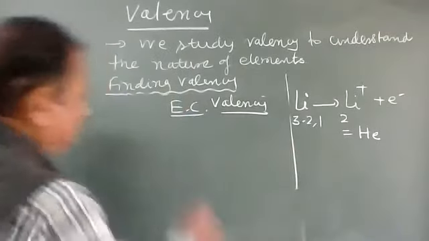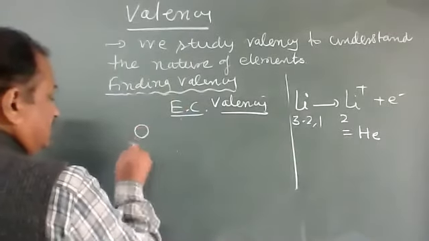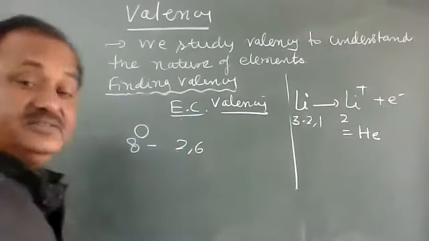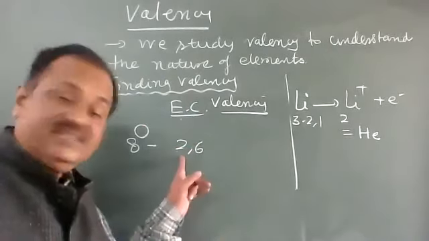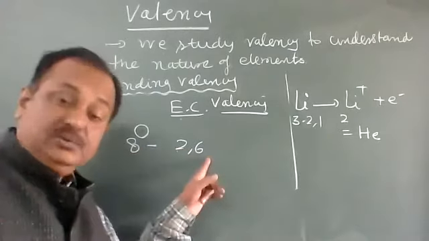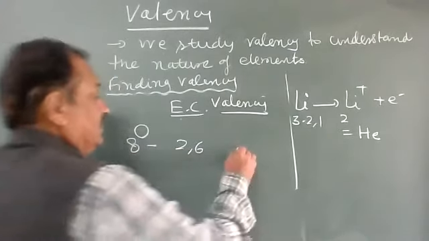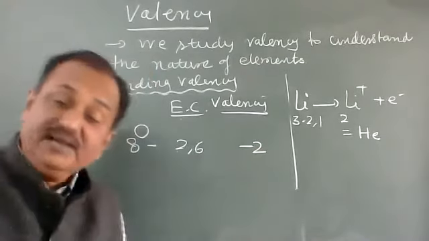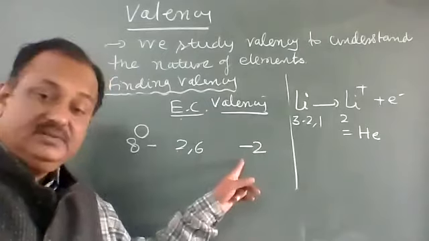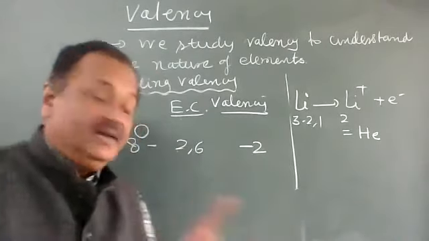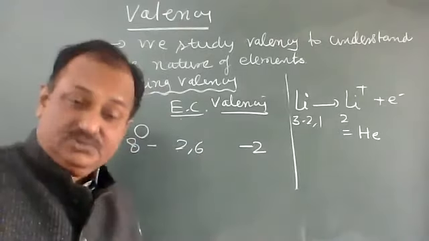Now coming to oxygen 8. So here the configuration is 2 and 6. First shell 2 electrons, second shell 6 electrons. So 8 minus 2 is equal to 6. Here the valency will be minus 2. Minus 2 valency because this oxygen has 6 electrons in the outermost orbit.